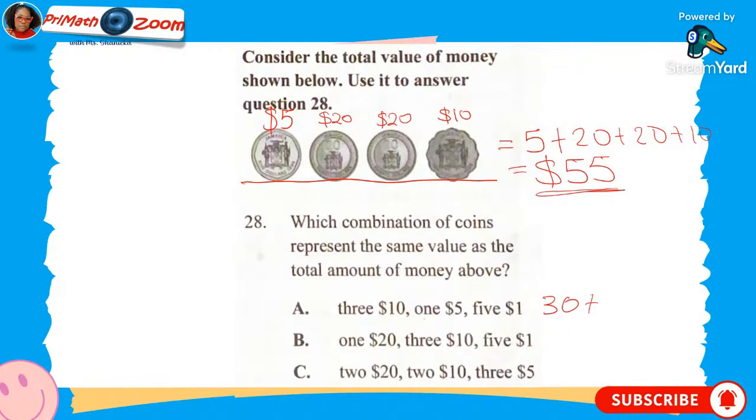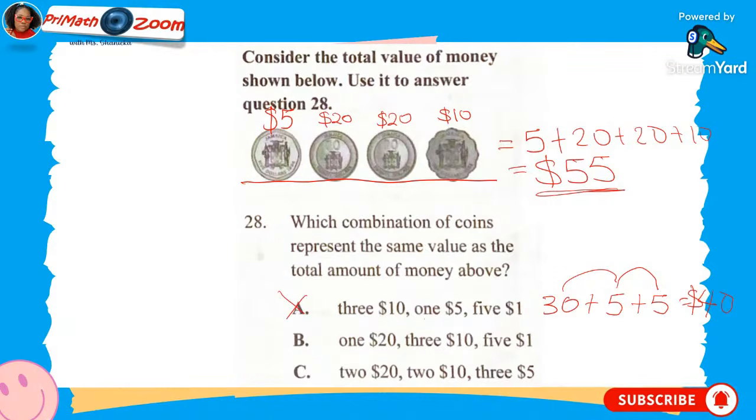Come on, help me out in the chat here. One $5 would be equal to what? It would be equal to $5. And five $1 would be equal to what? What would five $1 be equal to? Five $1 will also be equal to $5. So 30 plus 5 is what? 30 plus 5 is $35 plus 5 is $40. That means A cannot be correct.